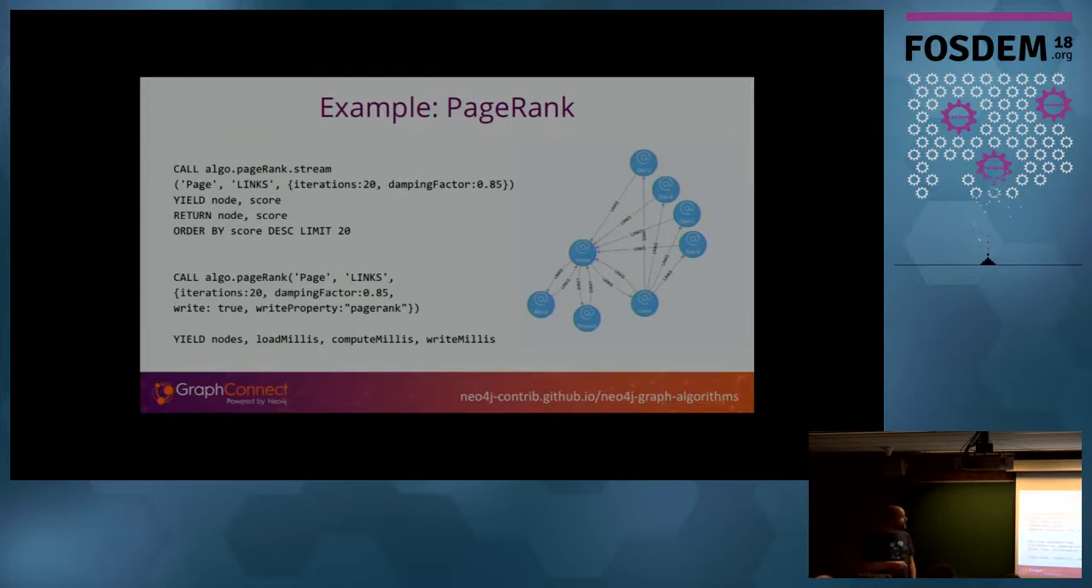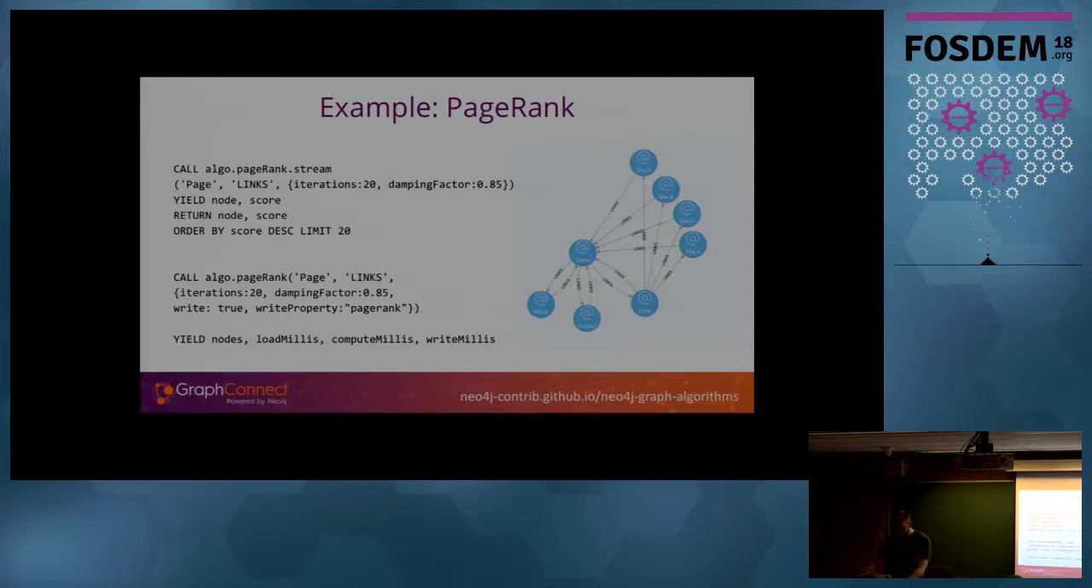And here's an example for PageRank on DBpedia. We can just run PageRank on DBpedia, stream the results, pass in a label and relationship type, and then return just the top 20 nodes from DBpedia.